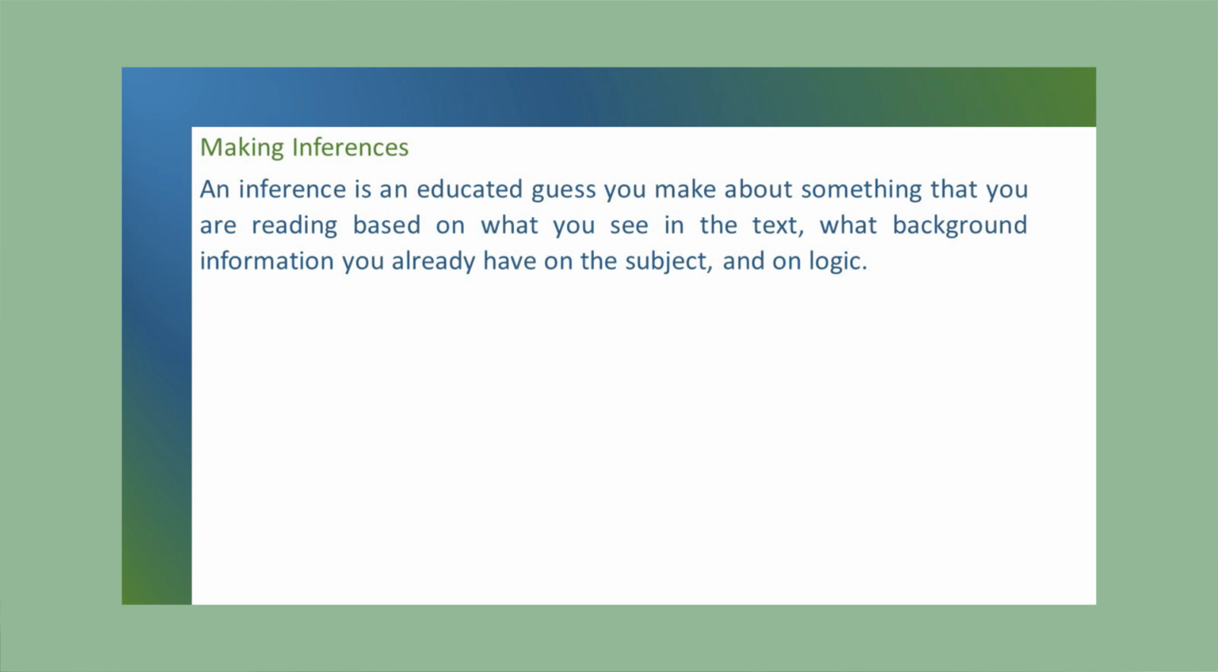The last skill that we'll be taking a look at is making inferences. An inference is an educated guess you make about something that you are reading based on what you see in the text, what background information you already have on the subject, and on logic.